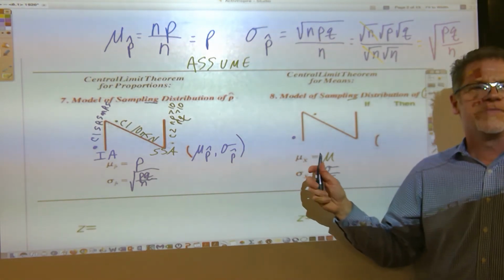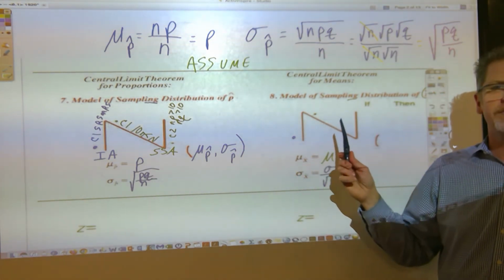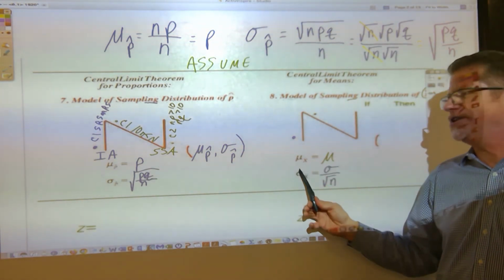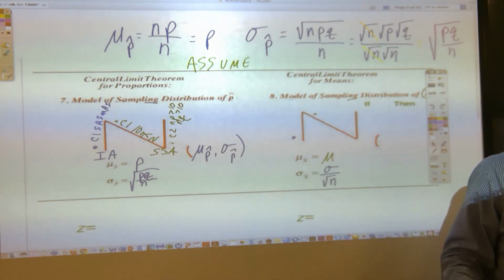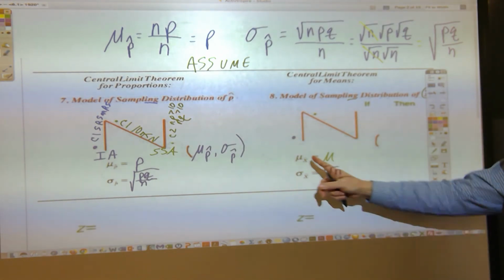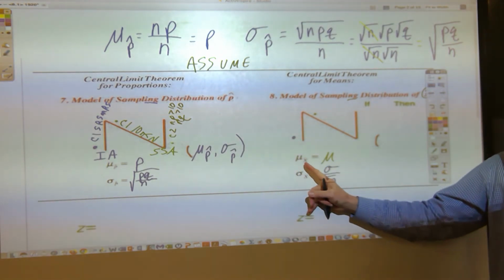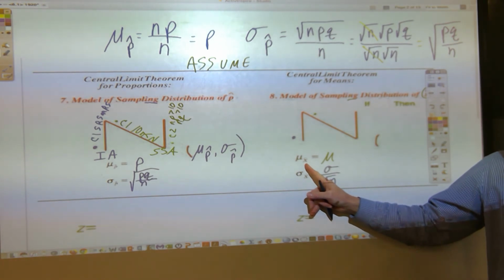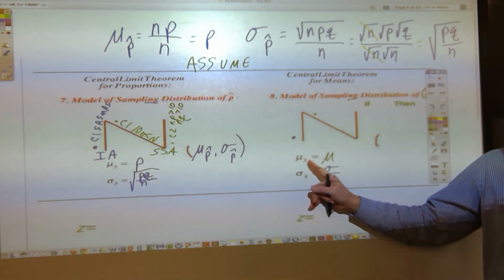When I say go, I want you to say out loud and in unison, the mean of the sampling distribution of sample means is the same as the mean of the population. Ready? Go. The mean of the sampling distribution of sample means.